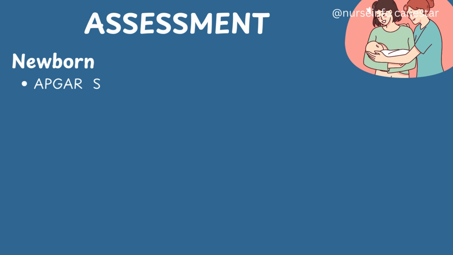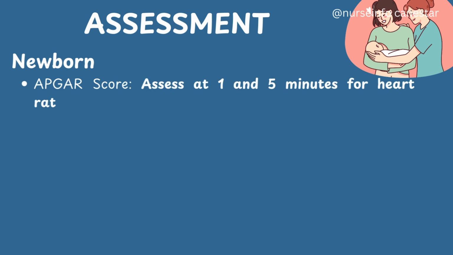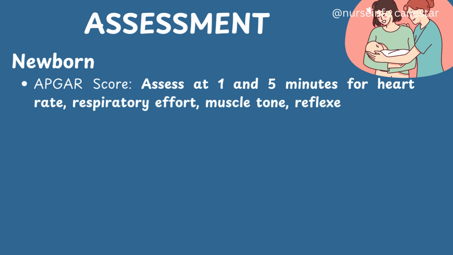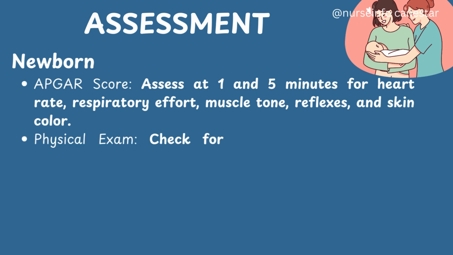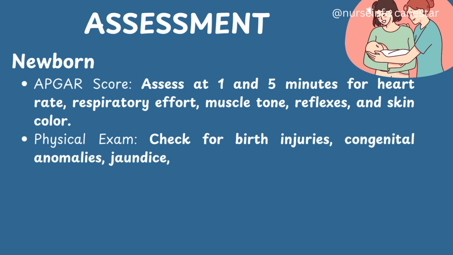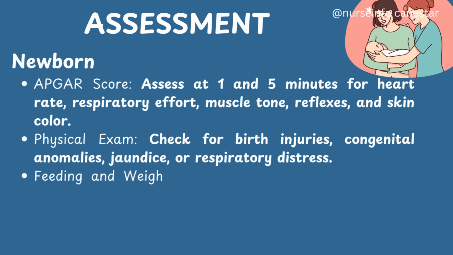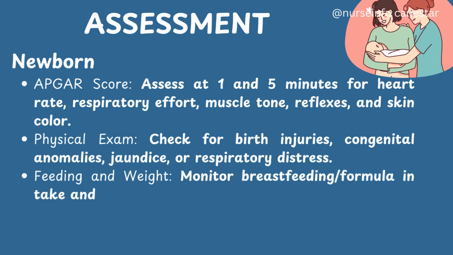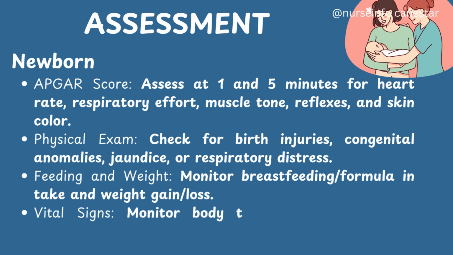Newborn. APGAR score. Assess at 1 and 5 minutes for heart rate, respiratory effort, muscle tone, reflexes, and skin color. Physical exam. Check for birth injuries, congenital anomalies, jaundice, or respiratory distress. Feeding and weight. Monitor breastfeeding/formula intake and weight gain/loss. Vital signs. Monitor body temperature, respiratory rate, and heart rate.